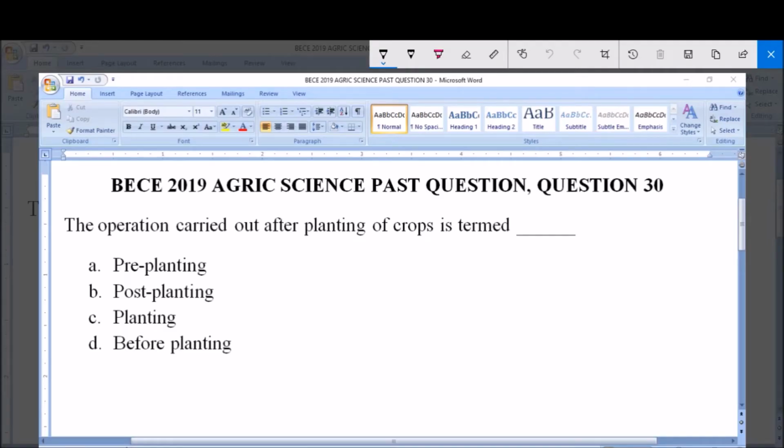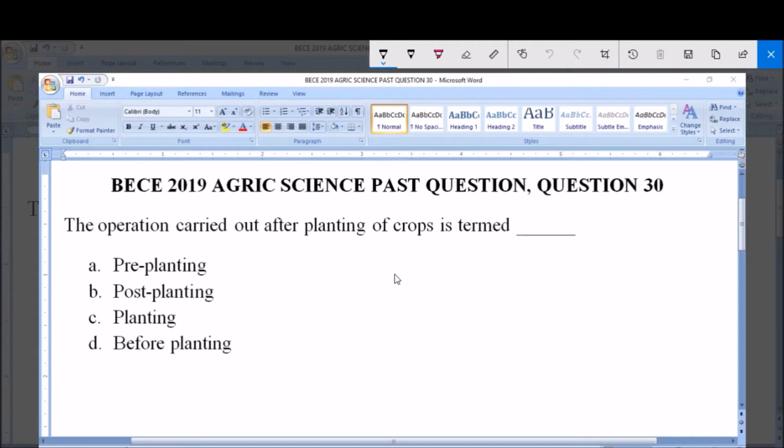Today we're going to be dealing with BECE 2019 Agri Science Past Question, question 30. The operation carried out after planting of crops is termed dash. A. Pre-planting operation, B. Post-planting operation, C. Planting, and D. Before planting. So we are asked to find the term which is described as the operation carried out after planting of crops.